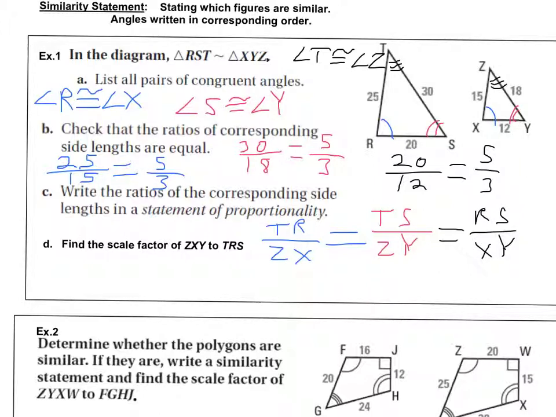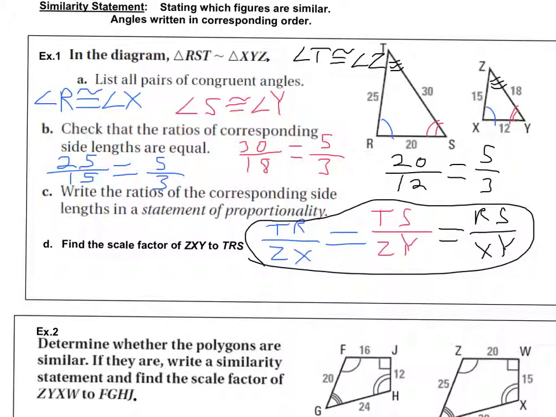It's kind of what we just did in part B, but here in part C, this is what we mean by a statement of proportionality. We're saying that the sides are proportional. So that's a statement of proportionality. All right, lastly for this one, part D, find the scale factor of ZXY to TRS.